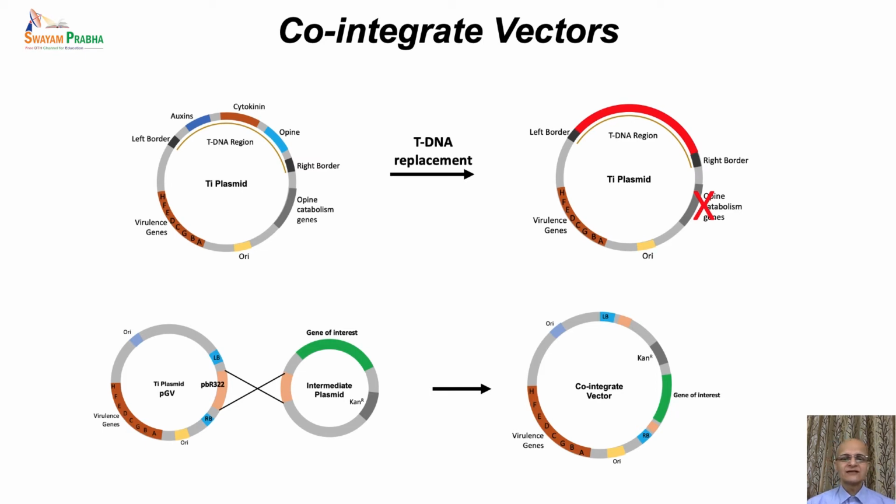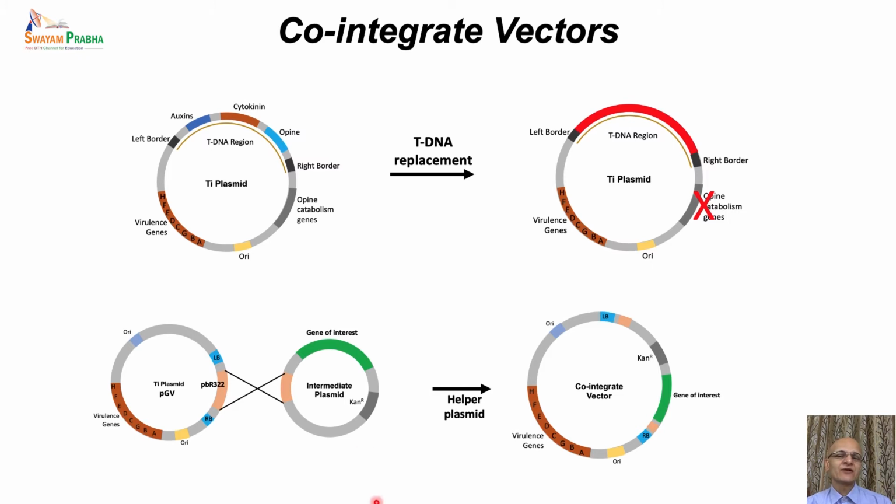These larger disarmed Ti plasmids are in the Agrobacterium, and therefore for recombination to happen, these smaller plasmids with the desired DNA need to be transferred into the Agrobacterium. For this purpose, another helper plasmid that has the genes required for the transfer and mobilization of the plasmids can be used. These helper plasmids help in the transfer of these conjugation deficient intermediate plasmids to the Agrobacterium.